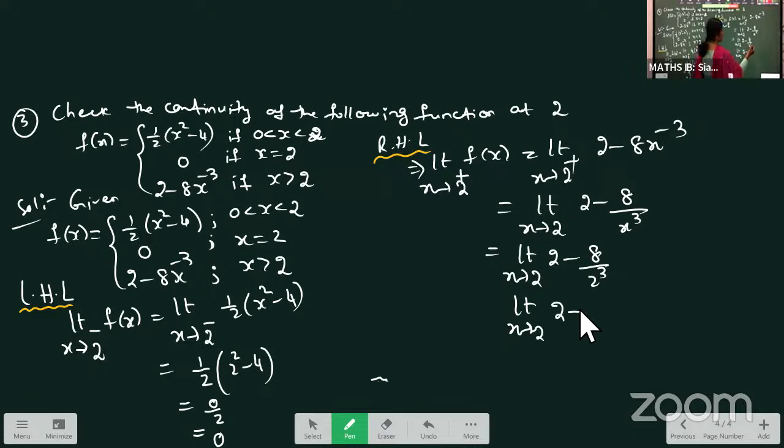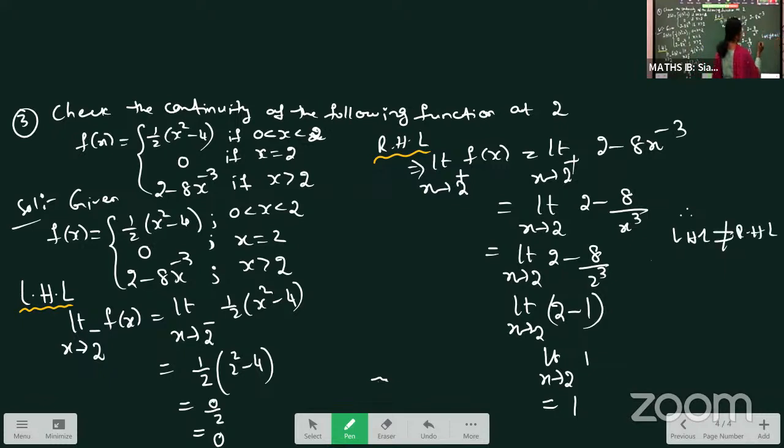So, limit x tends to 2, 2 minus 2 cube is 8. 8 and 8 get cancelled. So, we are getting 2 minus 1. Limit x tends to 2, 2 minus 1 is 1. There is no x term to substitute the limit. So directly you can write it as 1. Now observe. Left hand limit we got it as 0 and right hand limit we got it as 1. Therefore, left hand limit is not equal to right hand limit. So conclusion, f of x does not exist when x is equals to 2.